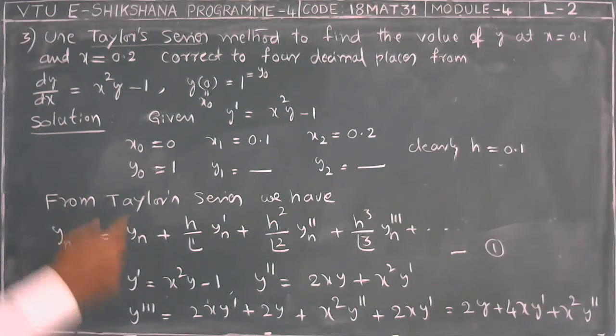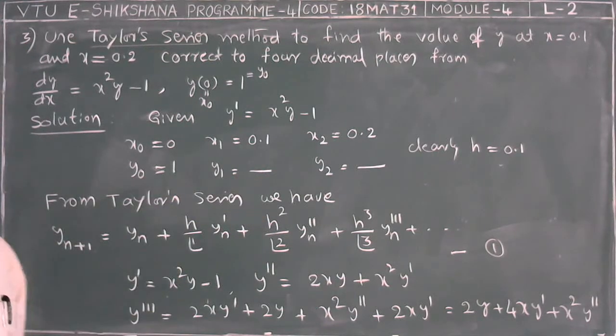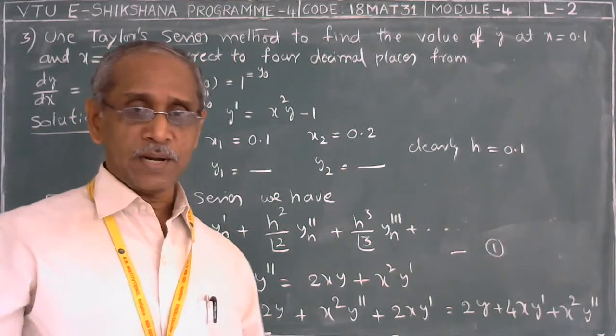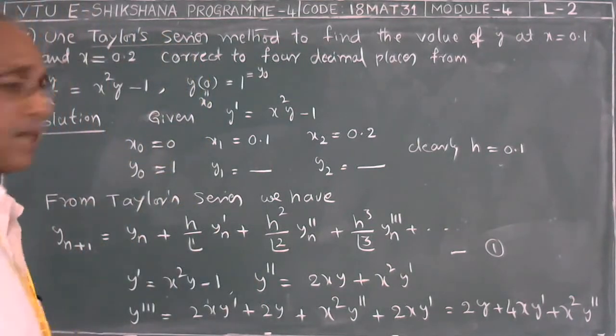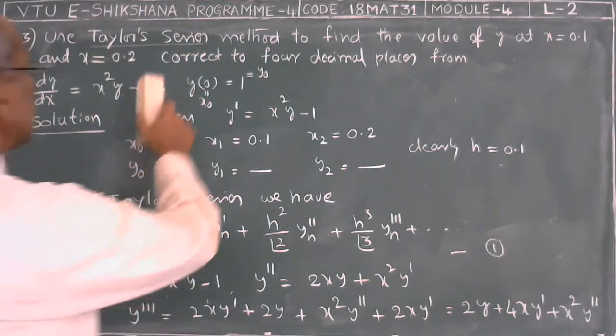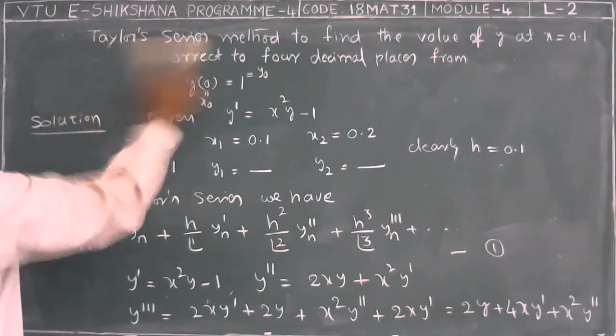Okay, so let me put n is equal to 0 and 1, two values of n at a time. The numerical values are y, y1, y2 corresponding to x is equal to x1, that is 0.1, and x is equal to x2, that is x is equal to 0.2. Okay, so I will remove this. I need space.